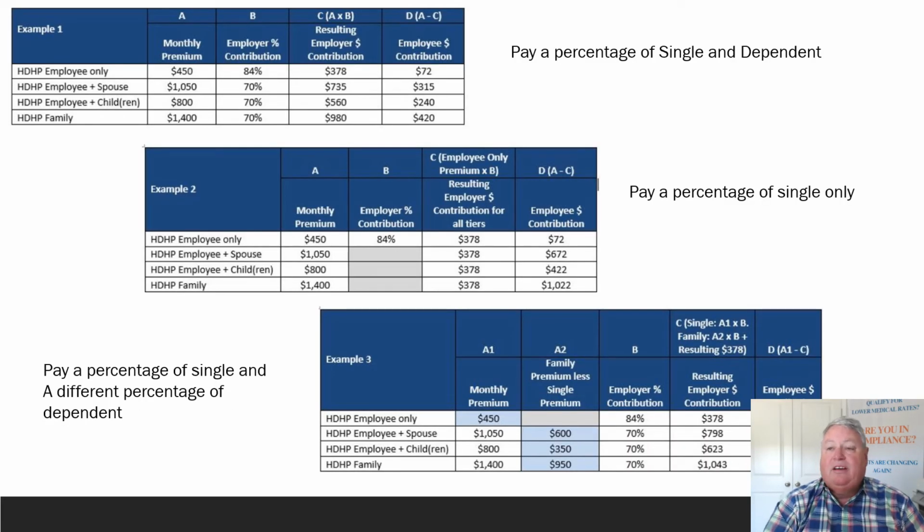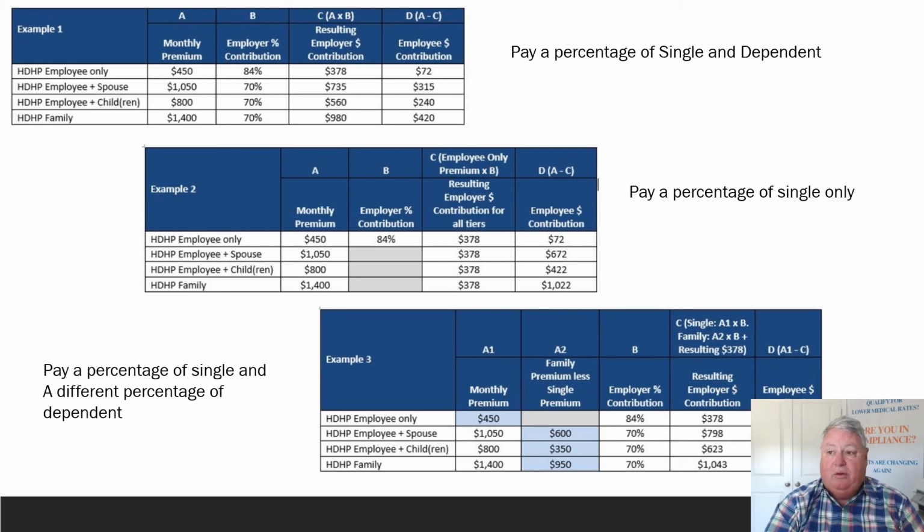Now here's 3 examples of different ways to approach the same problem. If you'll notice on the top line of each of these, this comes down on the employee only to $72 a month for the employee. The differences are in the dependents. So in the first example, we're paying a percentage of the single and we're paying 70% of the dependent rate. So we get a family rate per month of $420.